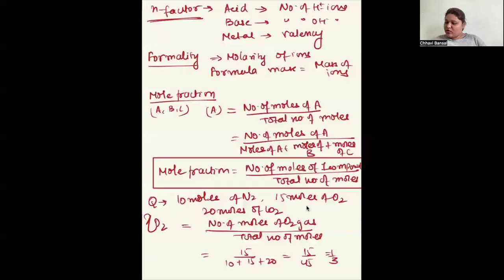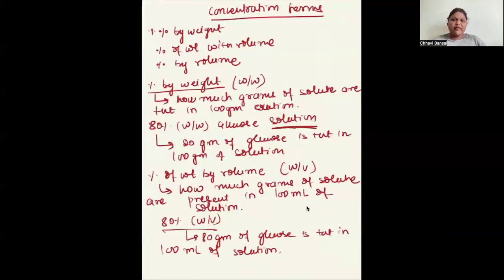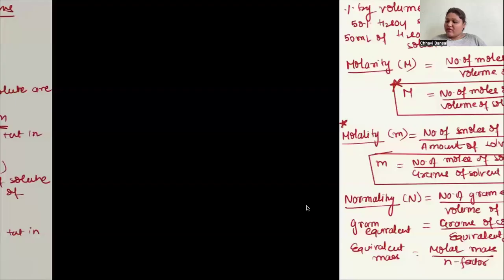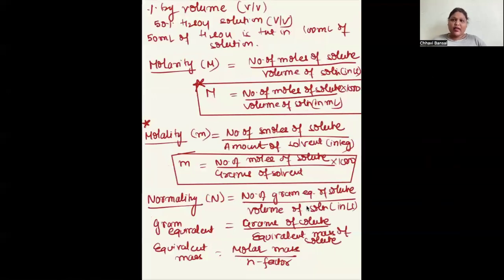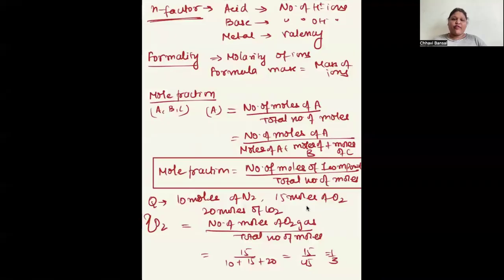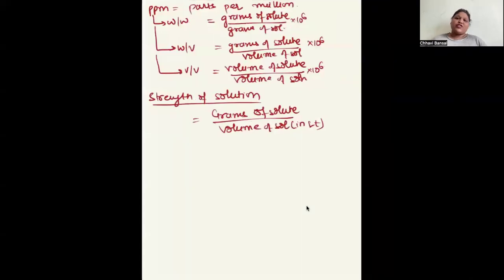Clear? So what we have done so far: percentage by weight, percentage of weight by volume, percentage by volume. We have also done molarity, molality, and normality. We have done formality, mole fraction, and then ppm and strength of solution. So these are the various concentration terms that can be used in finding the concentration of a solution. We might also need to understand the interrelationship between these concentration terms, which are generally asked in the question paper.